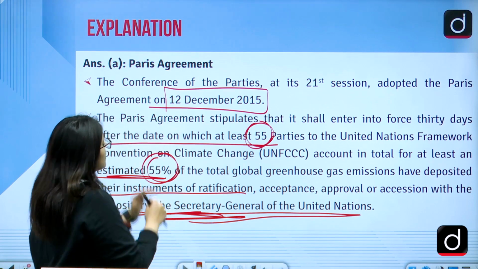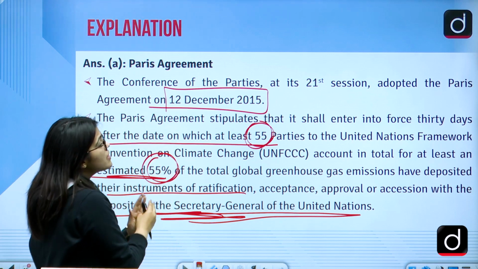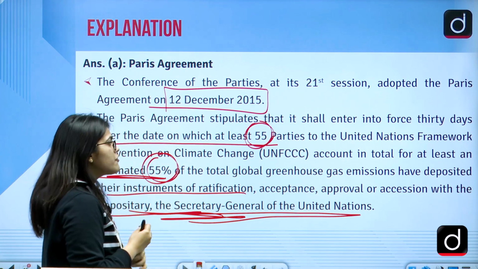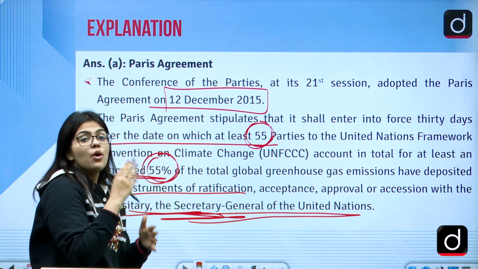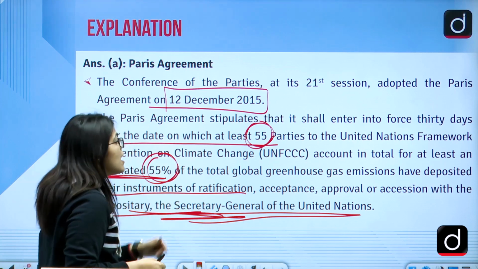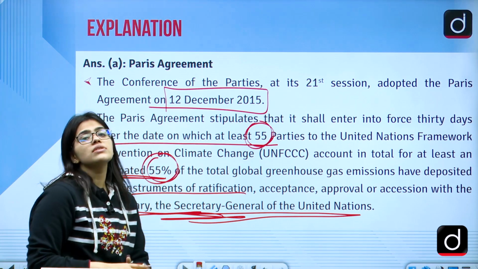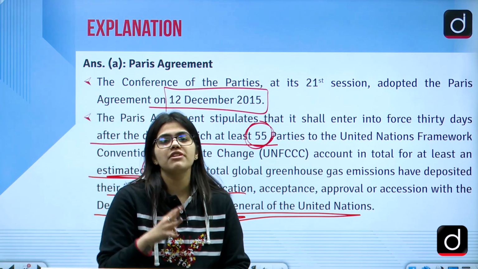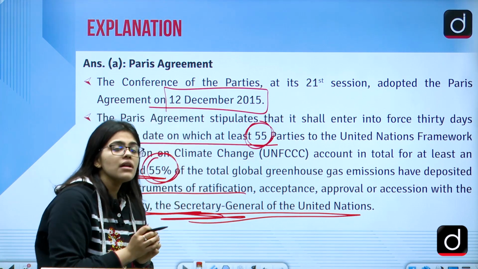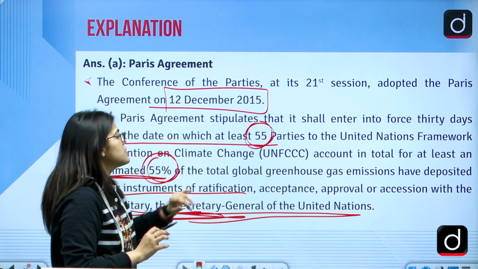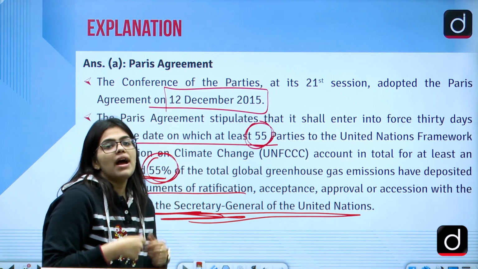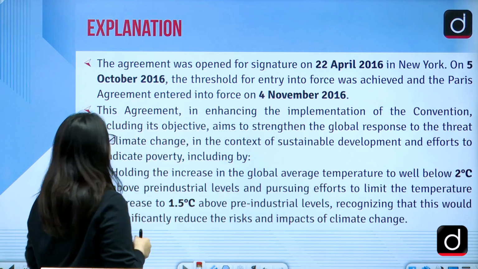So they said that we will start with the Paris Agreement, and it will enter into force after 30 days, after the date when 55 parties that are also a part of UNFCCC account for 55% of greenhouse gas emissions. So then it was a legally binding document. They came up together and decided at least 55 parties would sit and work, and they accepted that yes, we will protect the environment and limit the increase of greenhouse gases.